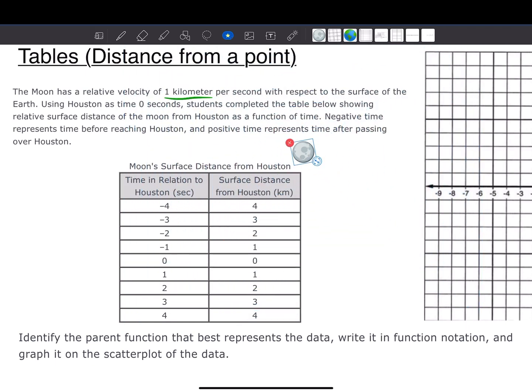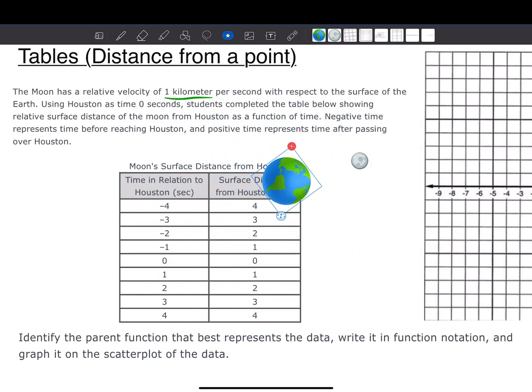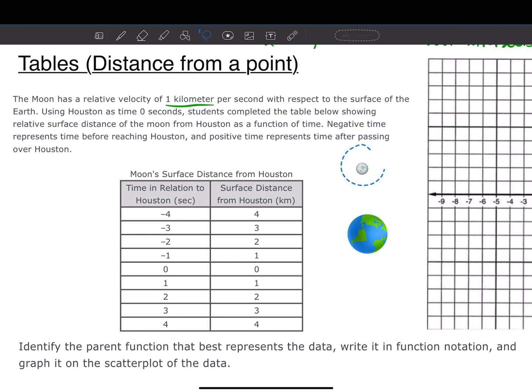Whoa, too big. Shrink that down. I have a moon, and I have the Earth. Not super to scale, but it'll fit, at least. So what do we have here? The moon, obviously, orbits around the Earth, and it's going at a velocity of 1 kilometer per second. So how fast is it orbiting around the Earth? 1 kilometer per second, it's telling me. Relative velocity.